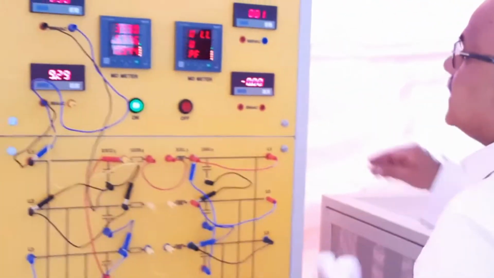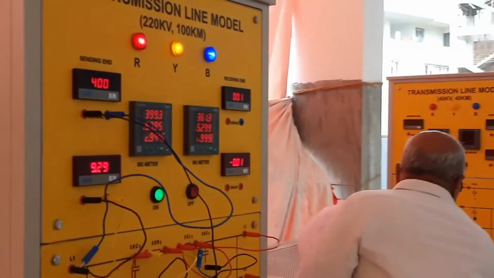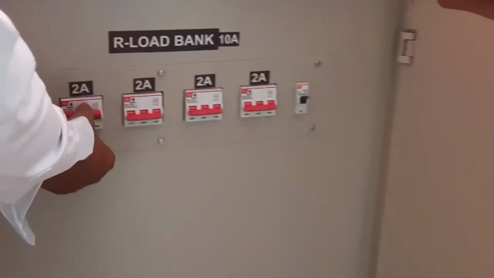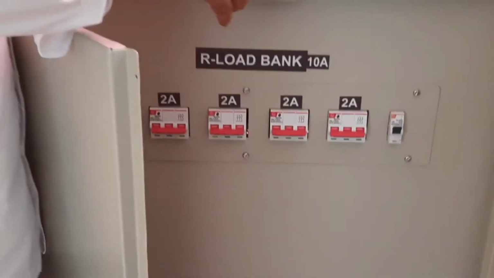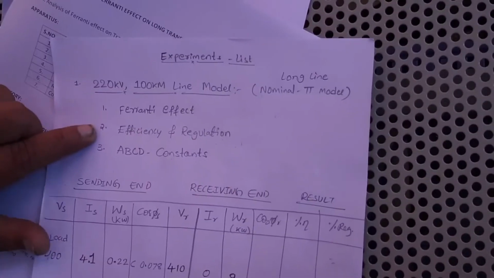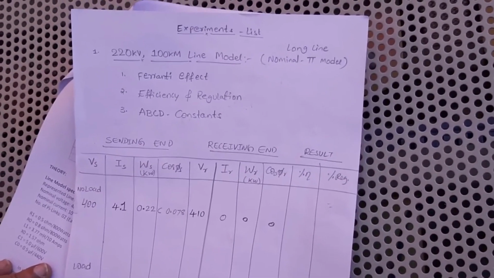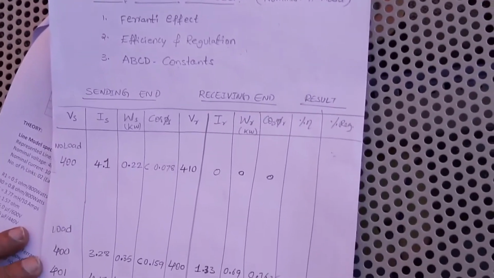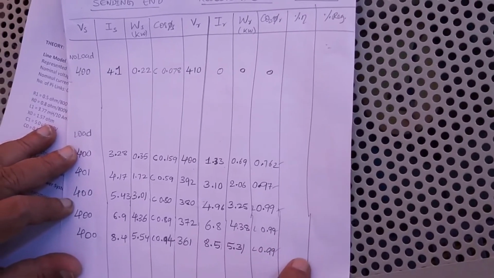Once we have taken all the readings, we can switch off the loads one by one. As we have taken down all the readings, second, we have done efficiency and regulation, and we have taken down the readings at all steps. This is the first step of my load, this is second, third, fourth and fifth. We need to find out the regulation and efficiency at the maximum load only.